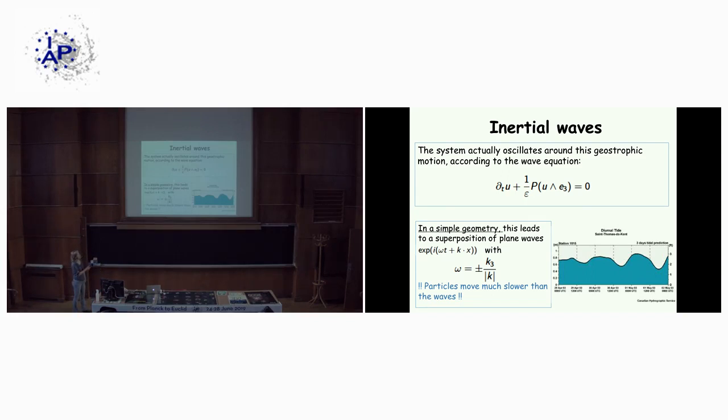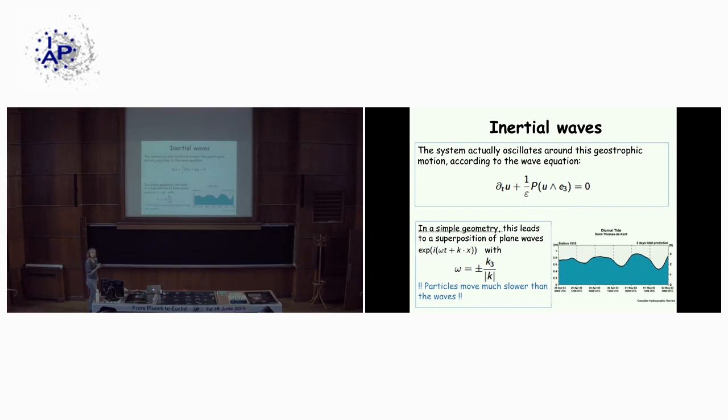You see that all the coefficients here are constant, and if you have a very simple domain, then you can use a Fourier transform. So this operator, which is what is called a pseudo-differential operator, you can express in terms of the Fourier number, the wave number. And what you get is the dispersion relation for these waves. The temporal frequency will be equal to plus or minus k3, the vertical wave number, divided by the modulus of k, which is the total wave number.